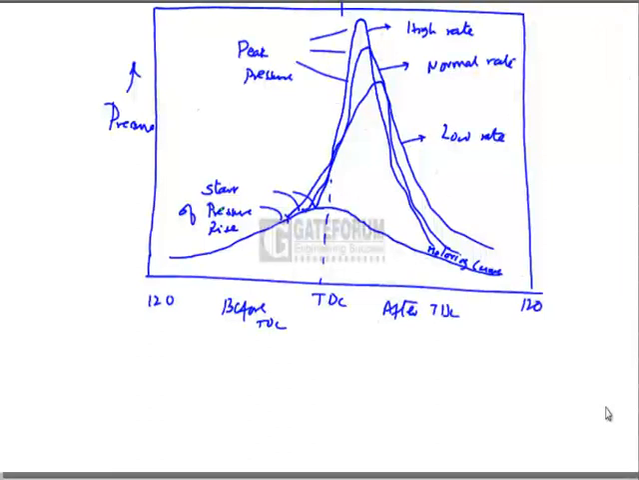The relationship between the pressure and the crank angle for three different rates of combustion are shown. Curve 1, the top one, is the high rate of combustion. Curve 2 is the medium or normal rate of combustion. Curve 3 is the very low rate of combustion.